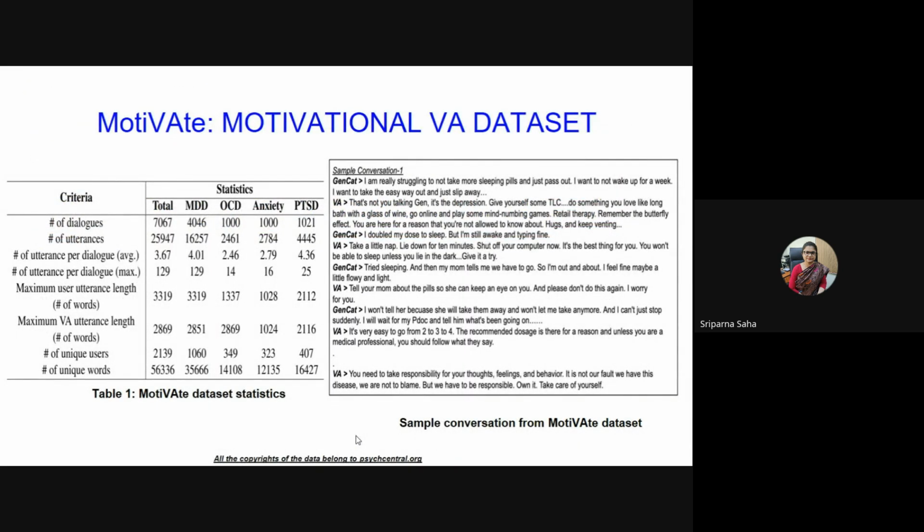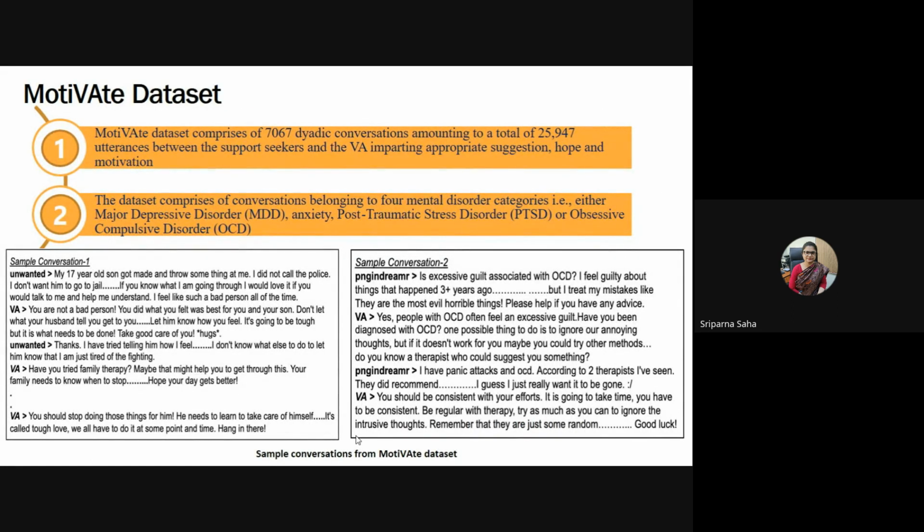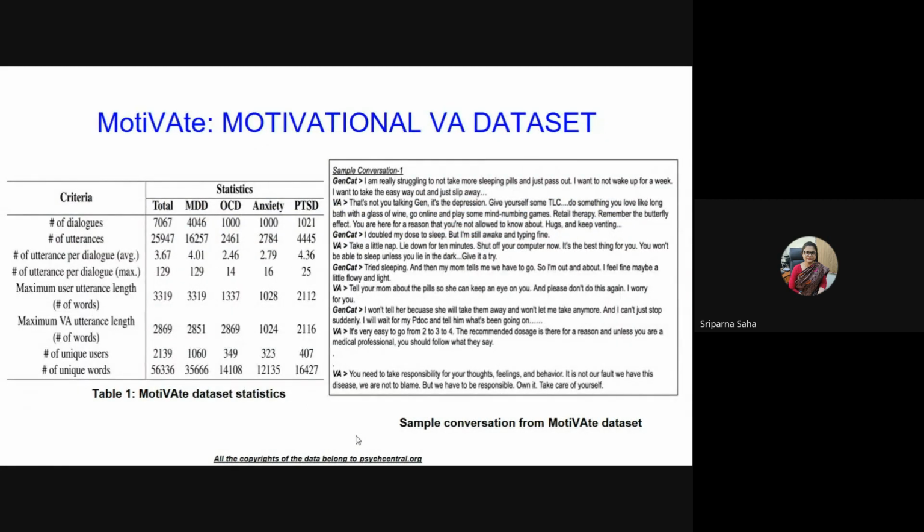So finally, these are the statistics of our dataset. You can see that there are four diseases: MDD, OCD, anxiety, and PTSD. MDD means major depressive disorder, then anxiety, post-traumatic stress disorder, and obsessive compulsive disorder. These are the four diseases that we have. There are a total of 7067 dialogues. The number of utterances is 25,947, and the number of utterances per dialogue is 3.67. The maximum number of utterances per dialogue is 129, and the number of unique words is 56,336.